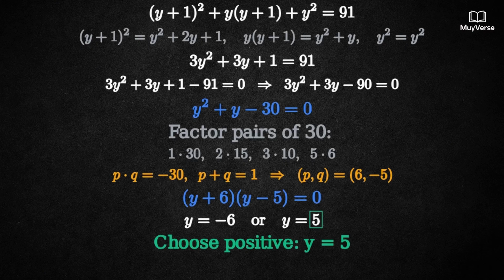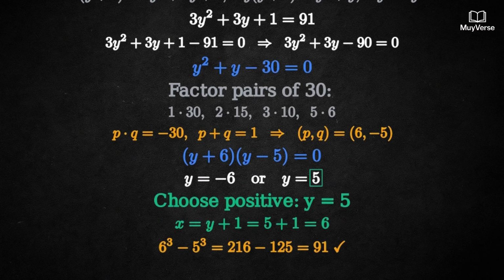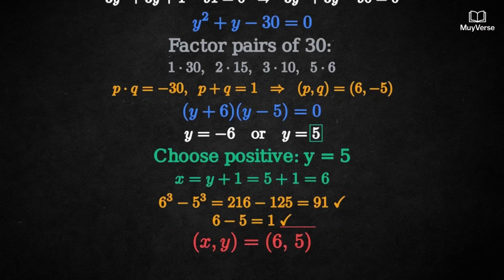Use x equals y plus 1. With y equals 5, x equals 6. Let's verify both equations. 6 cubed minus 5 cubed equals 91, and 6 minus 5 equals 1. Therefore, the unique positive integer solution is x equals 6 and y equals 5.